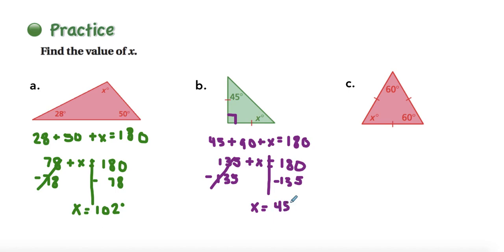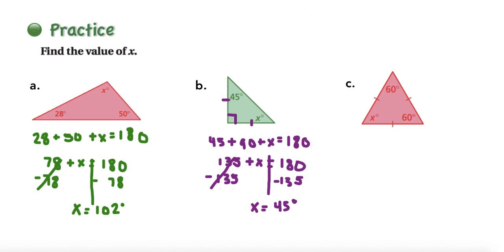I can also check this answer because we are working with an isosceles triangle, which means that we have two equal sides. So if this angle is 45 degrees, this angle should be congruent, or the same size.